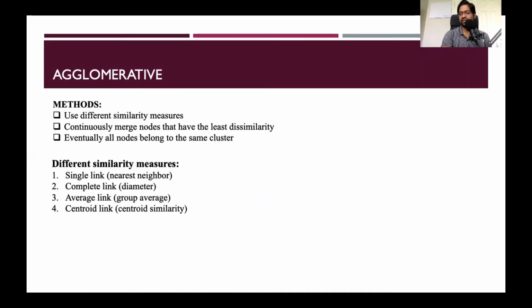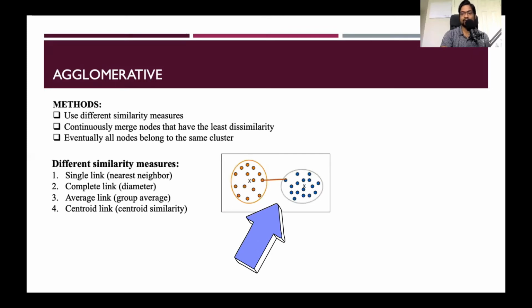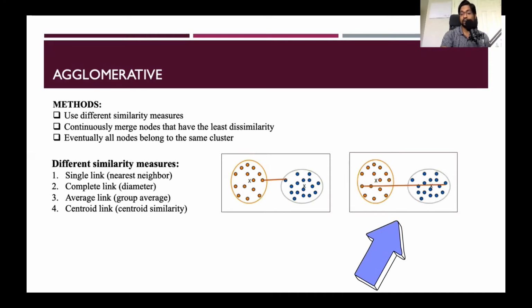Now, there are 4 different similarity measures that we can apply while building an agglomerative algorithm. The first one is single link, where we calculate the similarity based on the most similar nearest neighbor members. Here you can see the nearest neighbor members are connected using this single link. The next one is the complete link, or the diameter. Here we calculate the similarity based on the most dissimilar points of the 2 clusters. So we are considering the full diameter, and based on the least diameter, we form these 2 clusters into one.